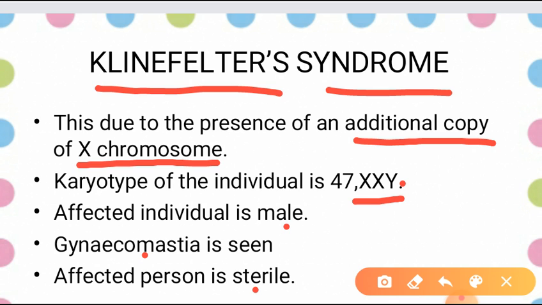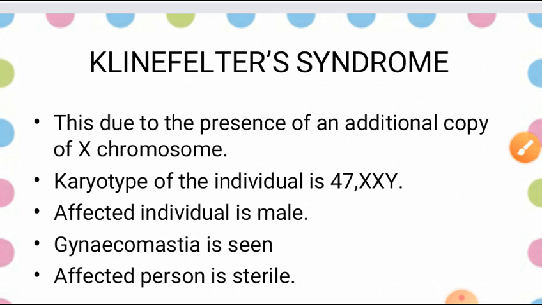So Klinefelter syndrome is due to the presence of an additional copy of the X chromosome. The karyotype is 47 chromosomes, 44 autosomes plus XXY sex chromosomes. The affected person is a male. The main symptom is gynecomastia, that is breast development in a male. The affected person is sterile.